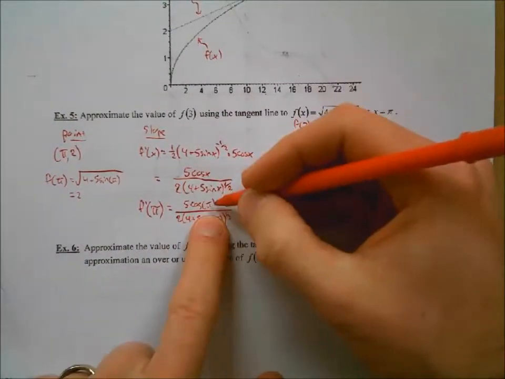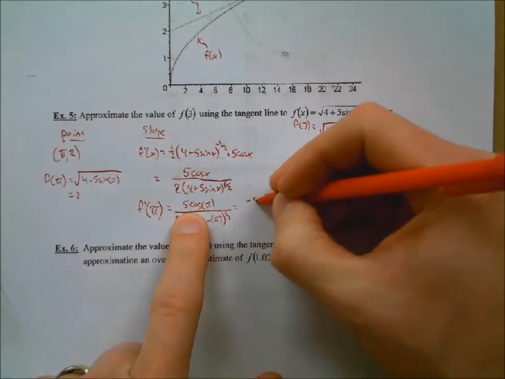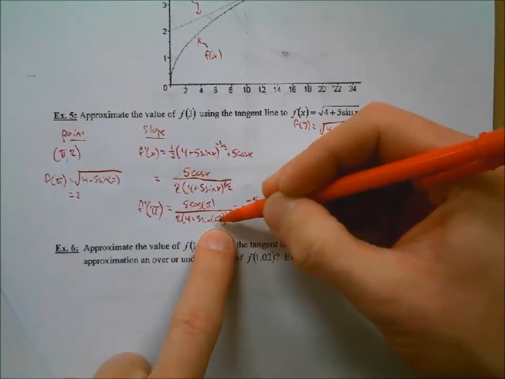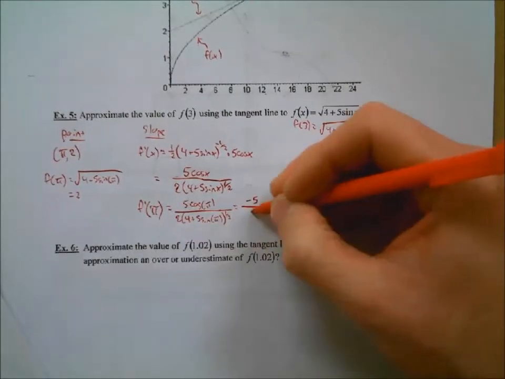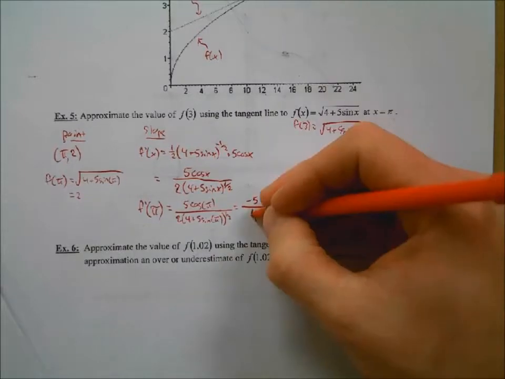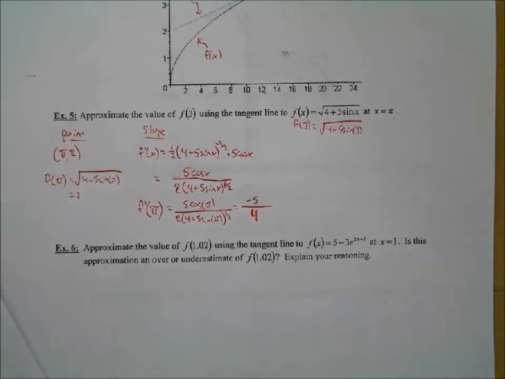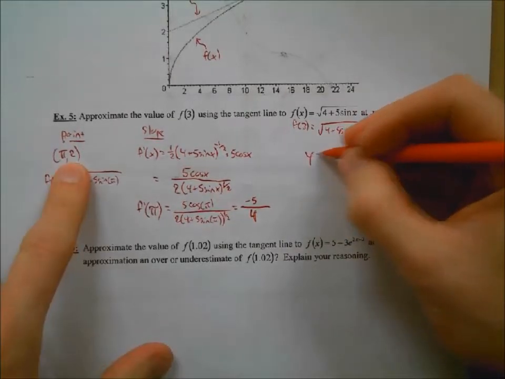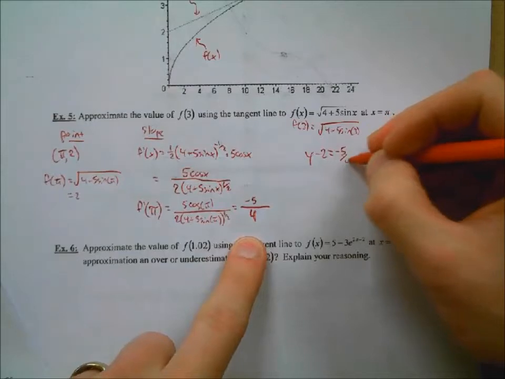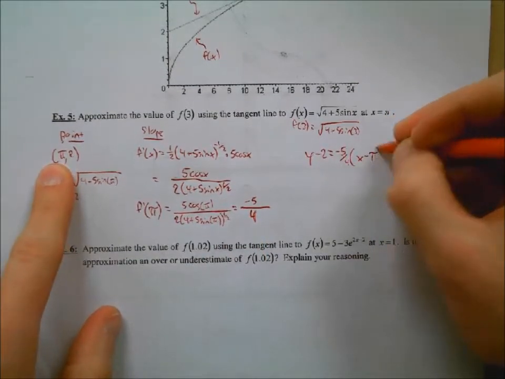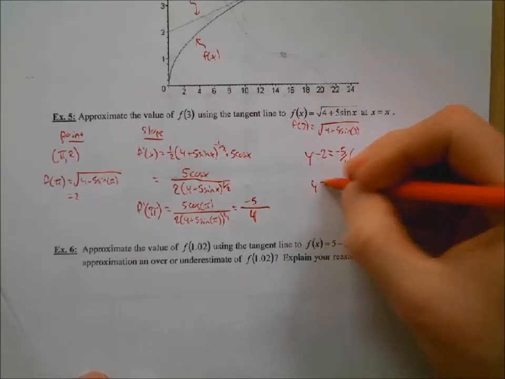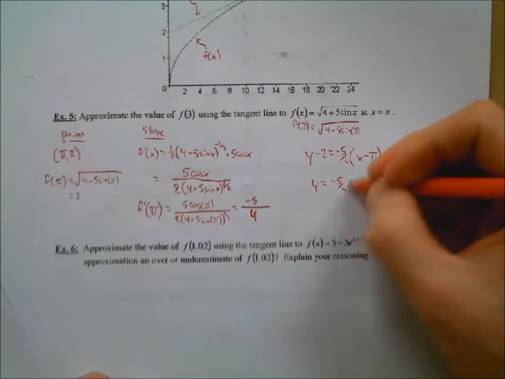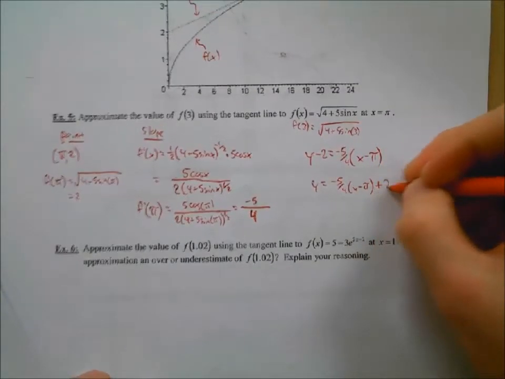Cosine of pi is -1, so we get -5 in the numerator. Sine of pi is 0, times 5 is still 0, plus 4 is 4, square root of 4 is 2, 2 times 2 is 4. So we get -5/4 there for our slope. So the equation of our tangent line then, y minus 2 equals the slope m, -5/4 times x minus pi. Or solving for y, we get y equals -5/4 times x minus pi, plus 2 there.